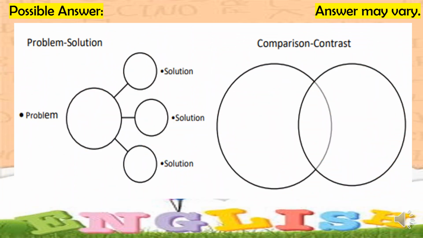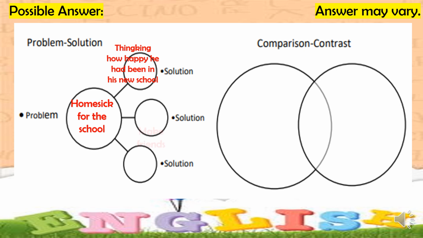And here is my possible answer. So again, answer may vary. So we have the problem solution. So the problem is homesick for the school. And the solution, the first one is thinking how happy he had been in his old school. The second solution, make friends. And the last solution, just feel that there is hope in his new school.